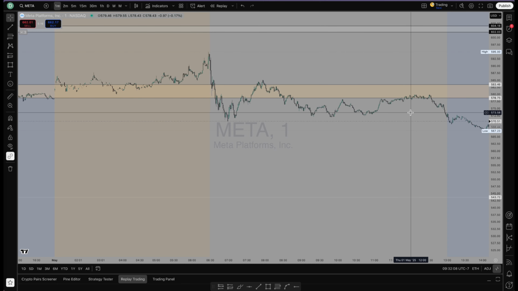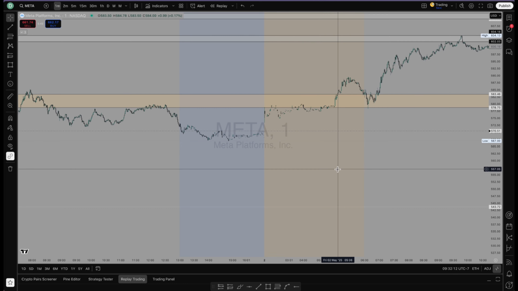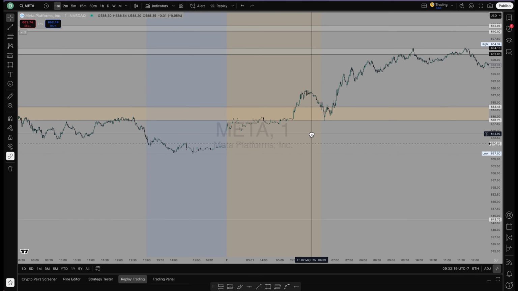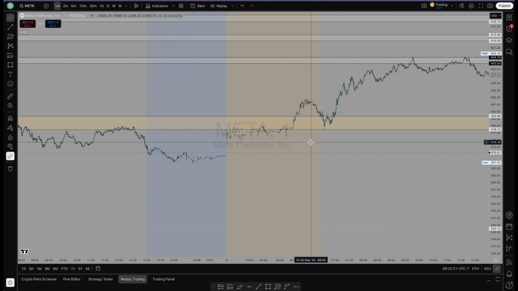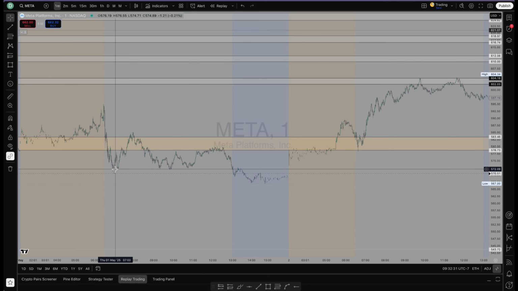On Meta, it was consolidating for the most part. On Friday, May 2nd, which is the day I took the trade, you can see that Meta gapped up. Great sign. I'm like, okay, Meta is looking strong in pre-market. So I marked my levels, and this 578.73 level was a strong key level.